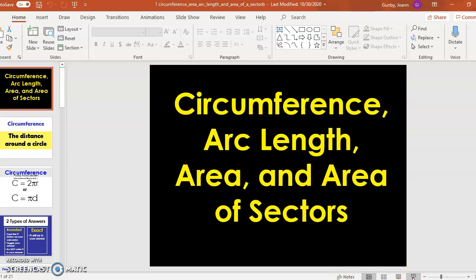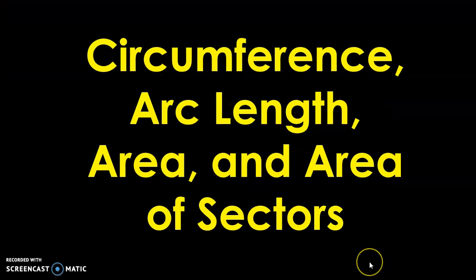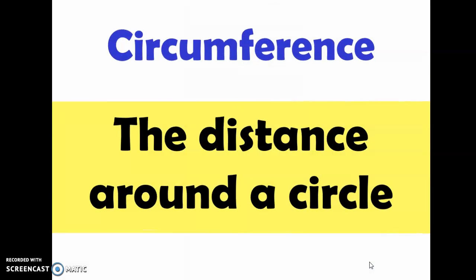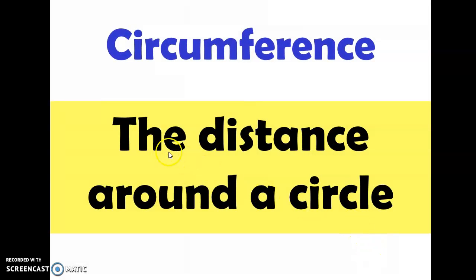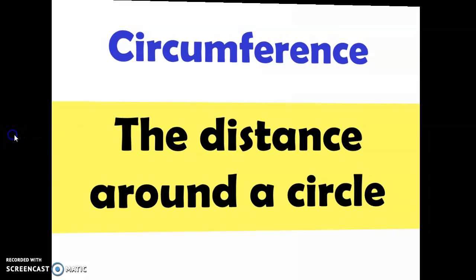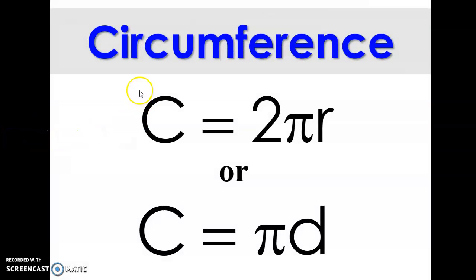All right, guys, welcome to Unit 9, where we are going to look at circumference, arc length, area, and area of sectors. Okay, circumference. Remember, the circumference is the distance around the circle. It is that length that goes around the edge. Our formula for circumference is 2 pi r, or pi times diameter.